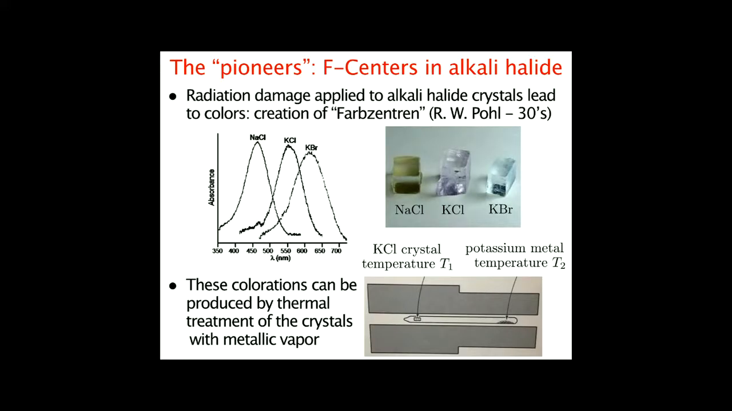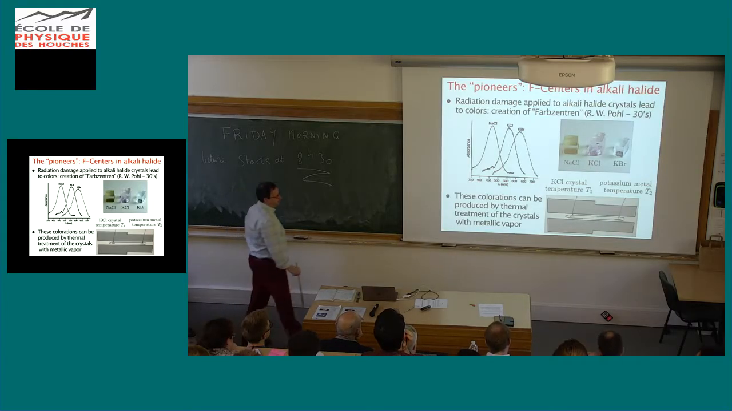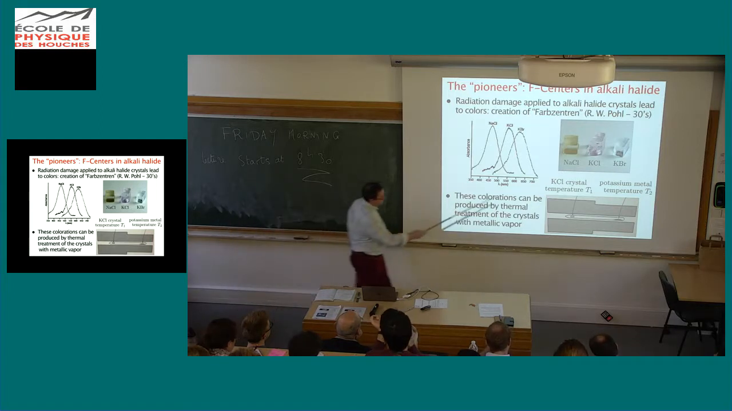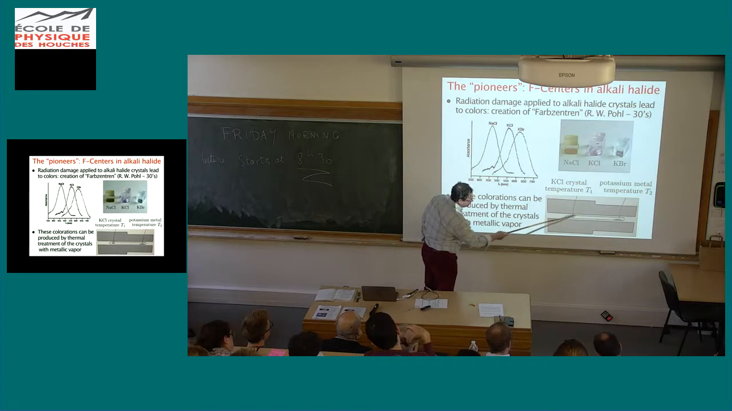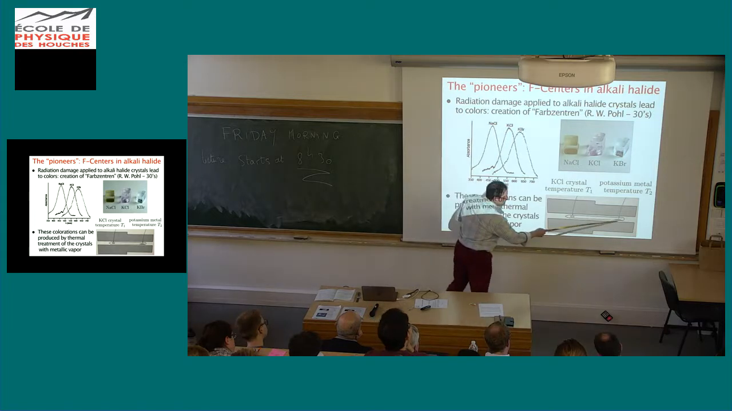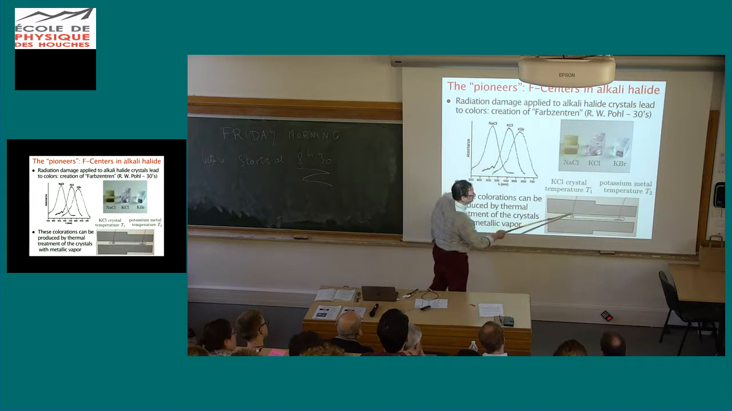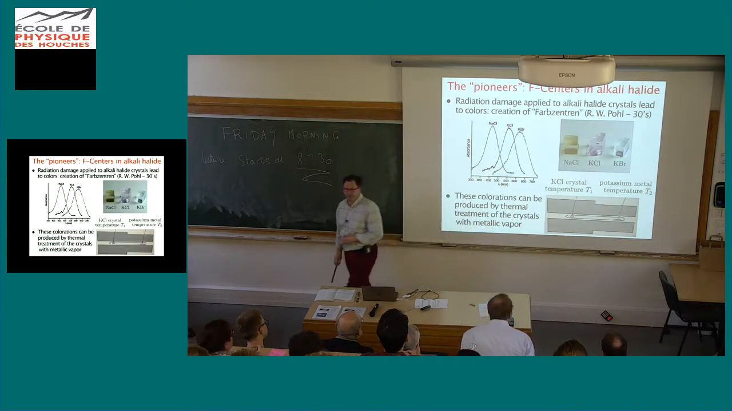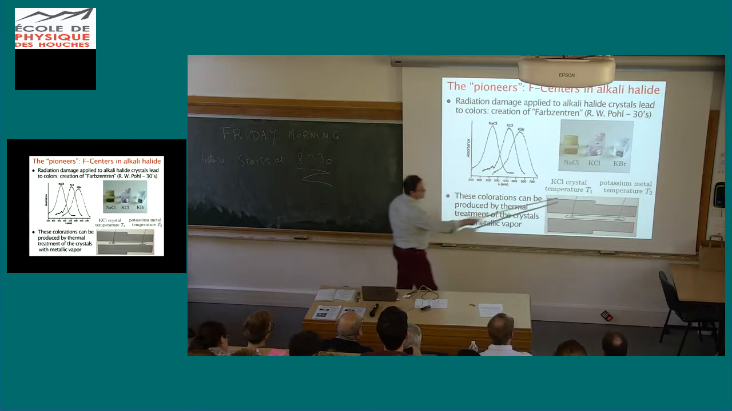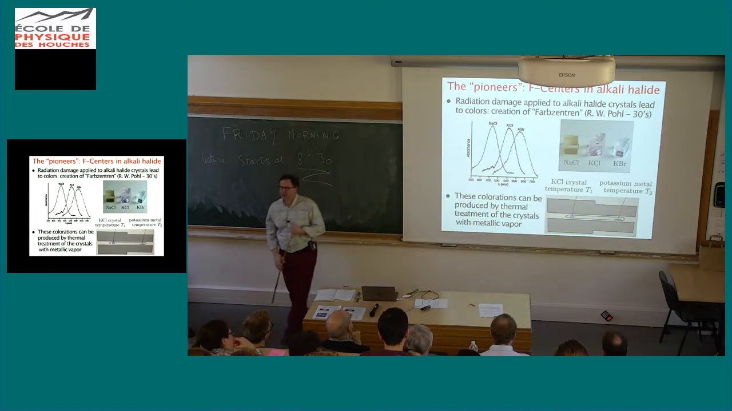And you can also produce this coloration by completely other techniques that were developed by Robert Pohl in Göttingen in the 30s. So you take, for instance, a KCl crystal here. You put it in a glass tube in vacuum, sealed, and then you put here some potassium metal and you heat it to its vapor pressure. And if you wait, you will have this coloration of the crystal appear. So somehow the potassium atoms will have entered into the lattice and created these colors.